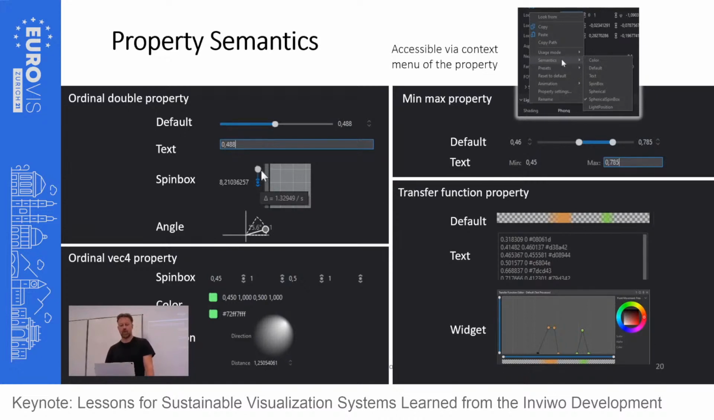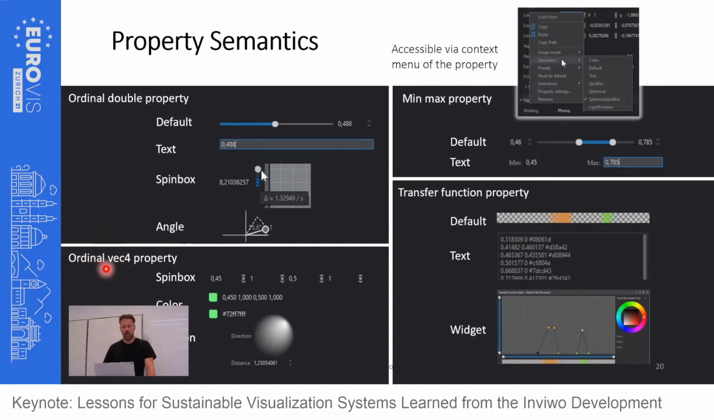For instance, if you have an ordinal double property, a double value, then we currently have 4 semantics. One is the default, where you treat it as a slider. Then we can treat it as text, where you actually have to enter the number. You can treat it as a spin box, a rather fancy widget where you can use a slider to set it up and down. Or you can say, okay, this is always an angle, and then we have an interface which allows you to change the angle representing this double.